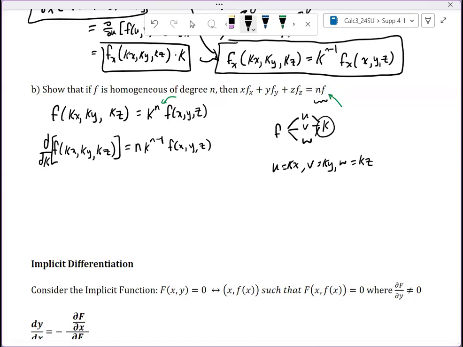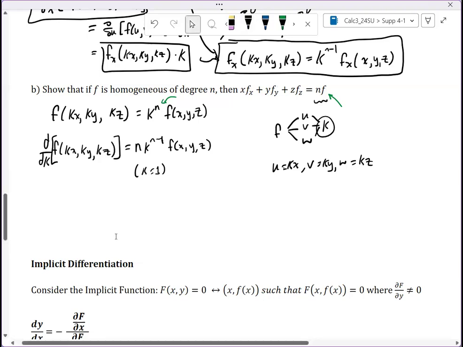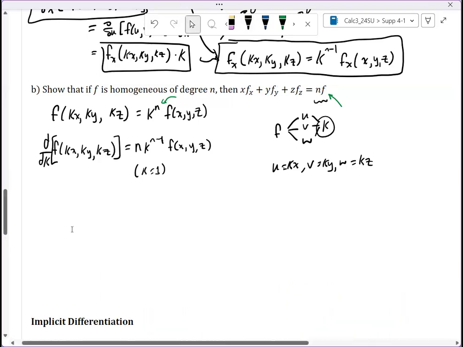Now I see that I can evaluate this maybe at k equals 1. That gives me an f on the right. If I can figure out what the left is, d/dk of f(kx, ky, kz), then I should hopefully be able to get my relation whenever I simplify the left-hand side and plug in k equals 1. So let's work through that.